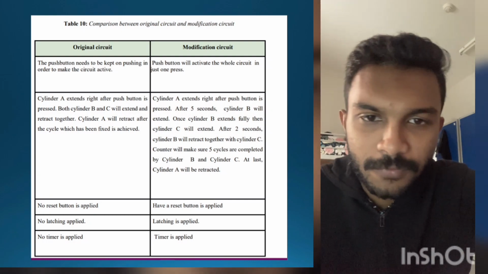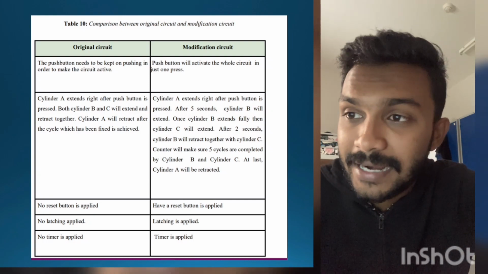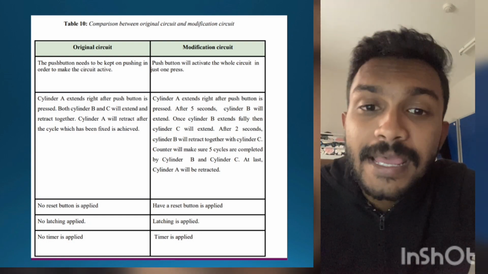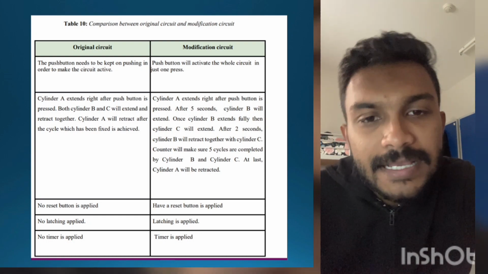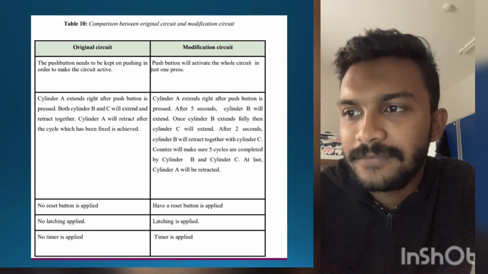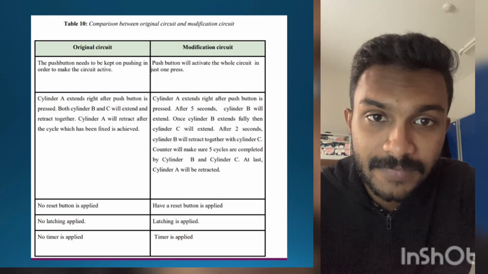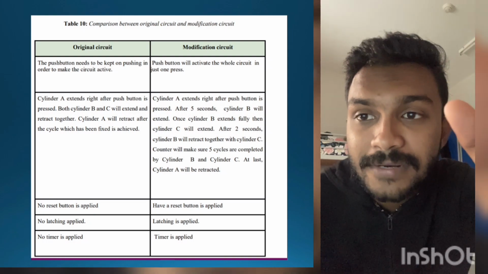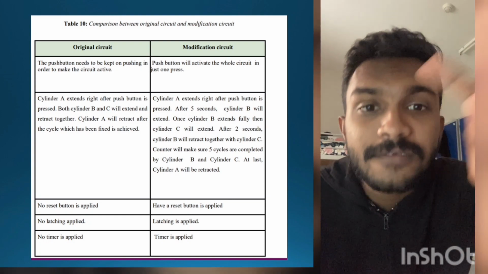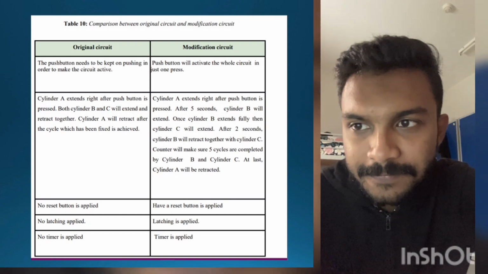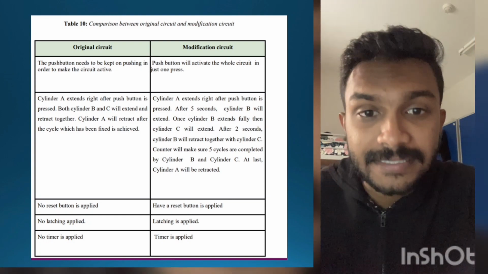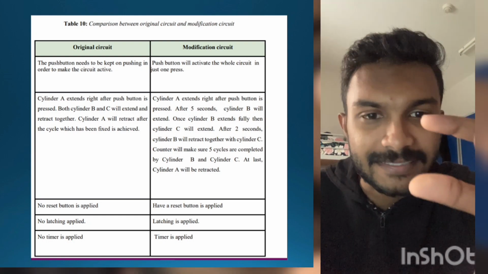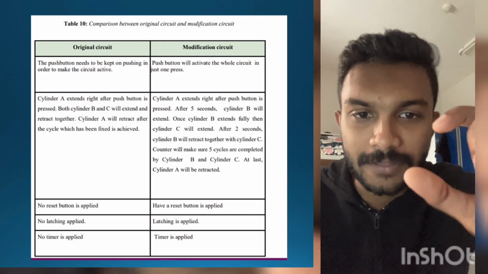Moving to the next one, in the original circuit, cylinder A extends right after the push button is pressed. Both cylinder B and C will extend and retract together. Cylinder A will retract after the fixed cycle count is achieved by the counter. In the modified circuit, cylinder A extends right after the push button is pressed. After 5 seconds, cylinder B will extend. Once cylinder B extends fully, then only cylinder C will extend, where the limit sensor plays the role.